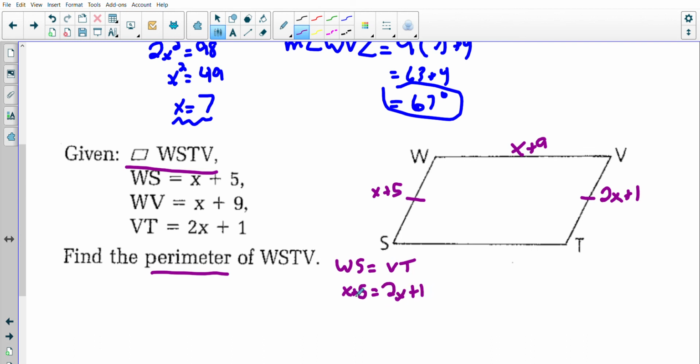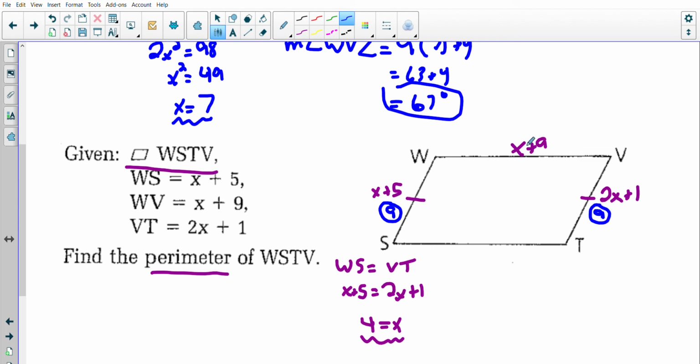Okay, subtracting x from both sides, I'll get x on the right side and I'll get 4 on the left side. And then substituting that back in, 4 plus 5, I would find that this side length here is 9, which means that this opposite side should be 9 as well, and you can check your math on that: 2 times 4 plus 1 is 9.